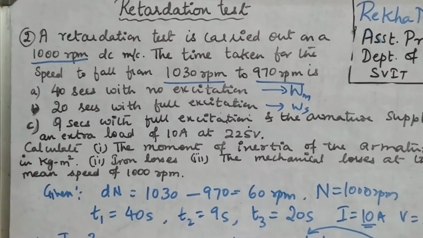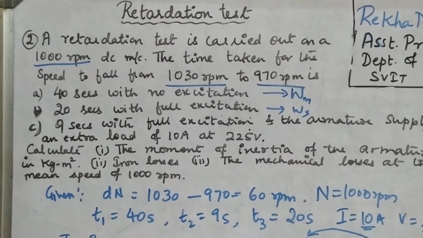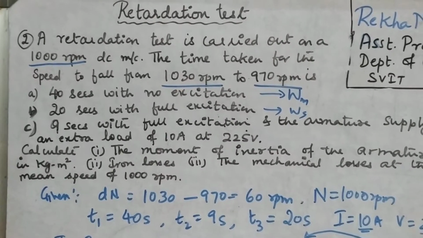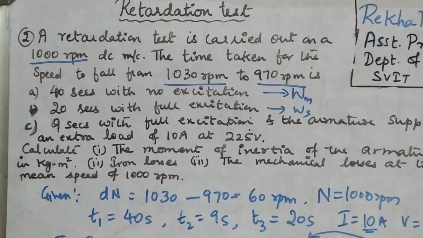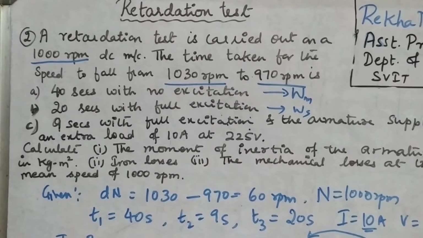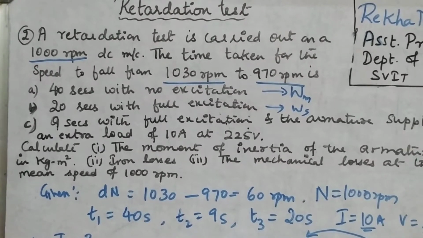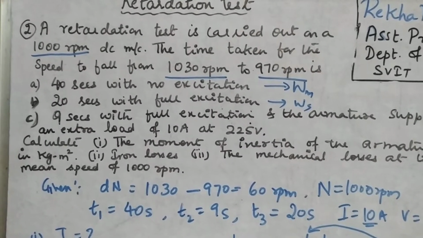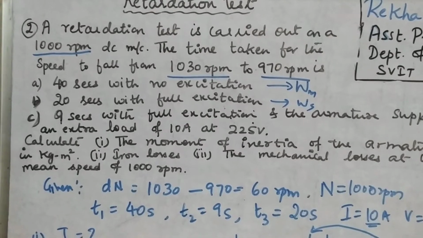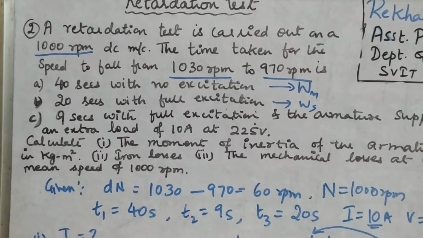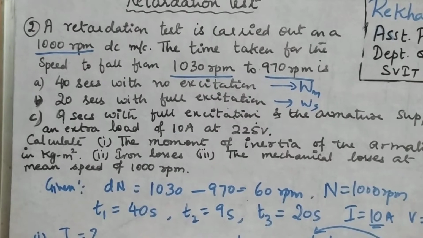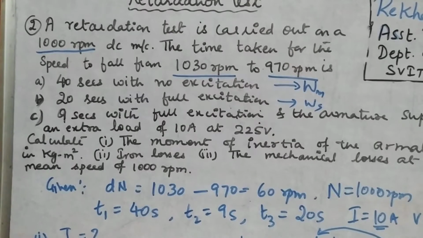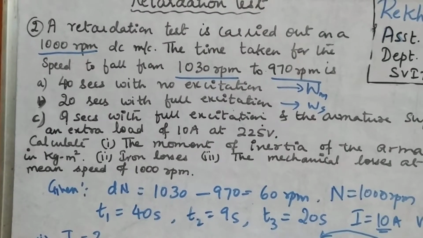A retardation test is carried out on a 1000 rpm DC machine, and the time taken for the speed to fall from 1030 rpm to 970 rpm is 40 seconds with no excitation. The second case is 20 seconds with full excitation, and the third case is 9 seconds with full excitation and armature supplying an extra load of 10 amperes at 225 volts. Calculate: subquestion 1, the moment of inertia of the armature in kg meter square; subquestion 2, iron losses; subquestion 3, mechanical losses at the mean speed of 1000 rpm.